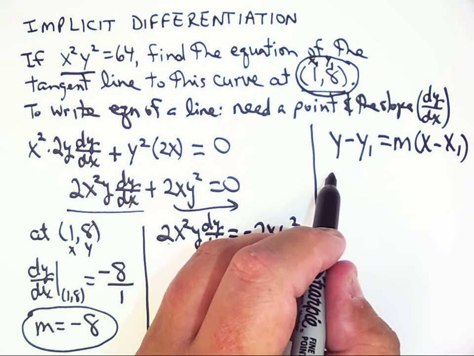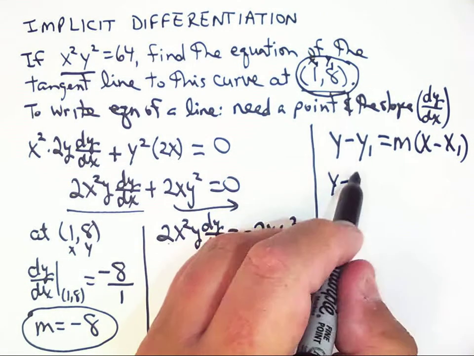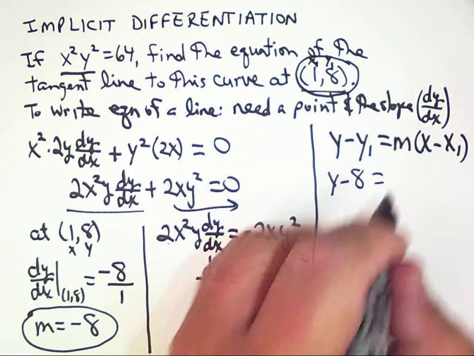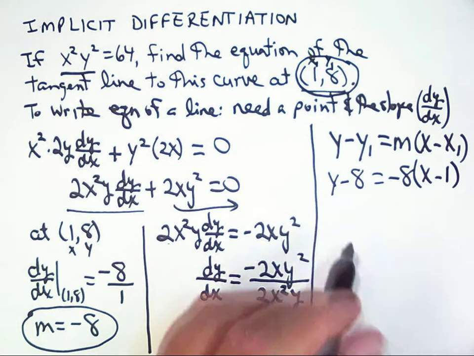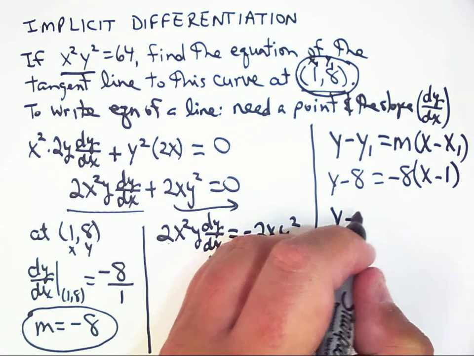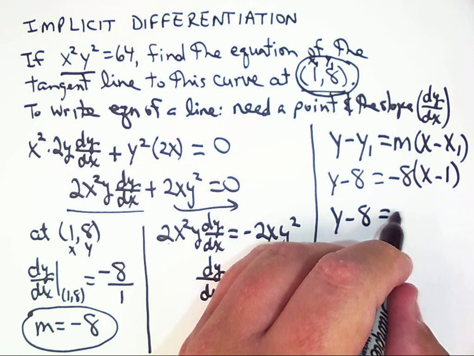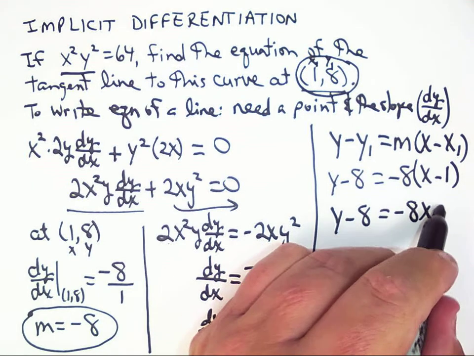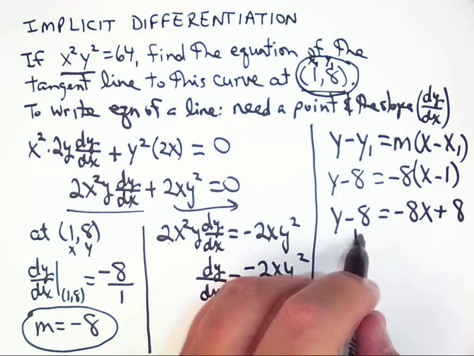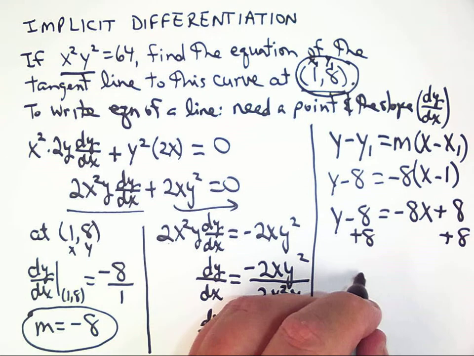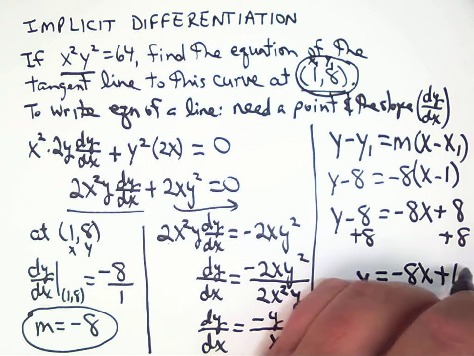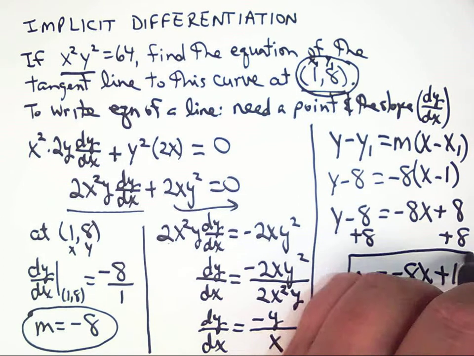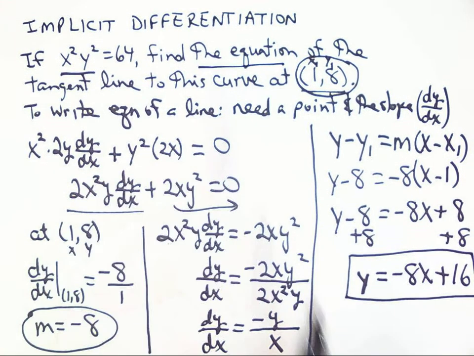This is like the x1, y1, and this is the slope. So if I plug those numbers in, I get y minus 8 is equal to m, which is negative 8, times x minus x1, which is 1. And we want to simplify that. So you end up with y minus 8 is equal to, if we multiply the parentheses, we get minus 8x, minus a minus is plus 8. And then if we add an 8 to both sides, we end up with y equals minus 8x plus 16. So that is the equation of the line that they're asking us for. It's tangent to this curve at that point.